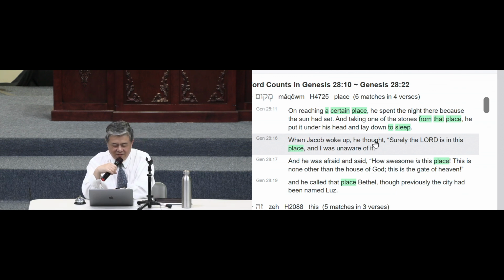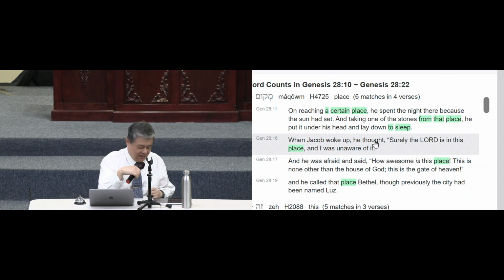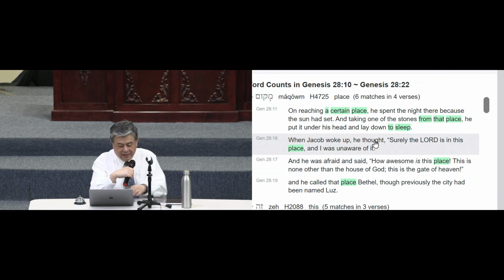Now, did the NKJV translators do the same? Let's take a look. NKJV is quite literal. So if you look at NKJV, it does translate it 3 times, does it not? He came to a certain place, and then he took one of the stones of that place, and then he lay down in that place to sleep. So NKJV in this instance is quite faithful to the Hebrew.